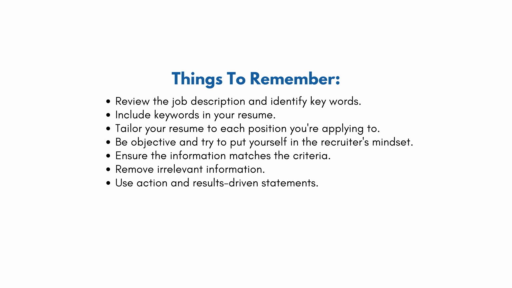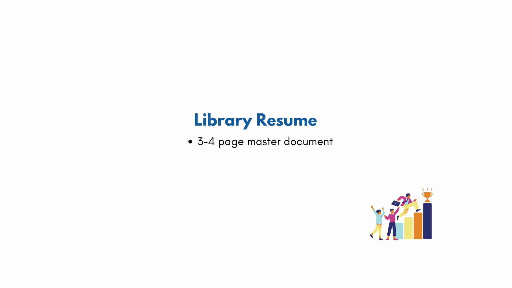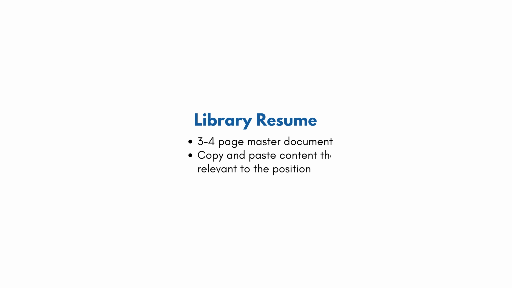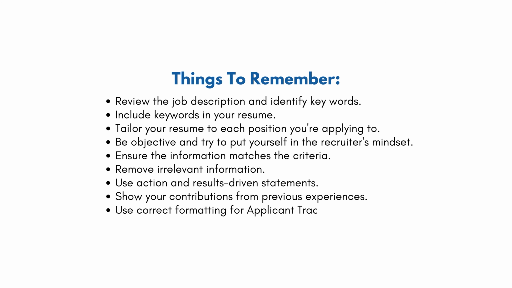Use action-oriented, results-driven statements. Show the contributions that you've made to the organizations you've worked in and the value of your work. We recommend making a library resume, meaning you might have a master document that runs 3 to 4 pages long with everything you've ever done and all the different bullet points on it. When you're applying for a position, you can just copy and paste content that is relevant to the position and tailor from there. You don't need to write a resume from scratch each time. And make sure to use correct formatting so that your application can get through the applicant tracking system.